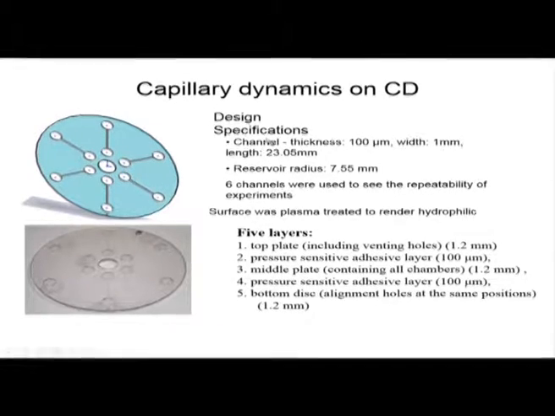Typical design specification: channels with thickness 100 micron, width 1 millimeter and length 23.05 millimeter. From this you can clearly understand that this is definitely not the length that we tried to design initially. Nobody will try to design 0.05 millimeter, but this is based on what we eventually got after our manufacturing. Reservoir radius 7.55 millimeter, 6 channels were used to see the repeatability of the experiment, and the surface was plasma treated to render it hydrophilic. Okay.